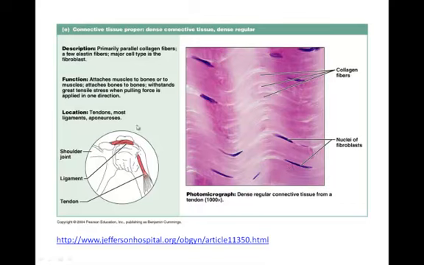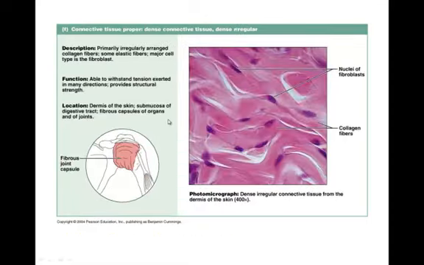Now here we have dense regular connective tissue in the tendons, ligaments, and aponeuroses. Here's a ligament, bone to bone. Here's a tendon, connecting bone to muscle. This is going to be the same picture as in the next one, which is dense irregular. In the next picture, this area will be highlighted because this is the joint capsule of the shoulder. The function of dense regular connective tissue is pulling force in one direction, and in dense irregular we're going to be pulling forces in many different directions.